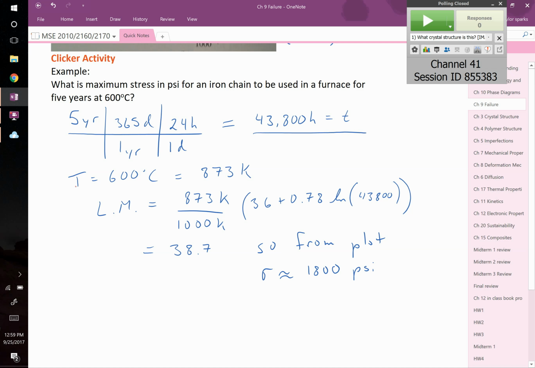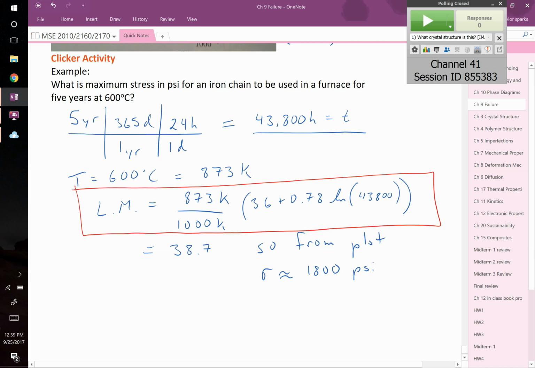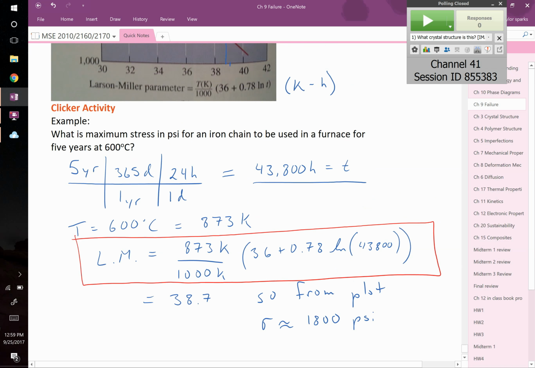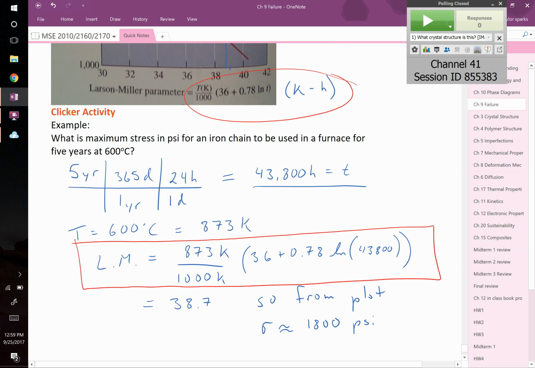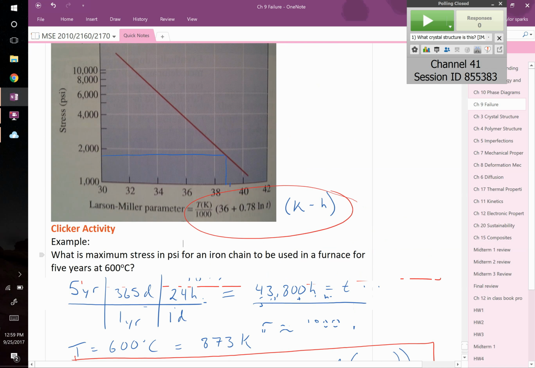Okay, so your Larsen-Miller parameter equation, when you plug these things in, you're just going to plug them exactly into this equation that you saw here. When you do so, you figure out that the Larsen-Miller parameter for this alloy at that temperature and that time comes out to be 38.7. So all you have to do is figure out where that is on your plot. 38.7 is right here. You draw a line up, see where it intersects the line given for that alloy, and figure out what stress it would take for it to survive under those conditions.